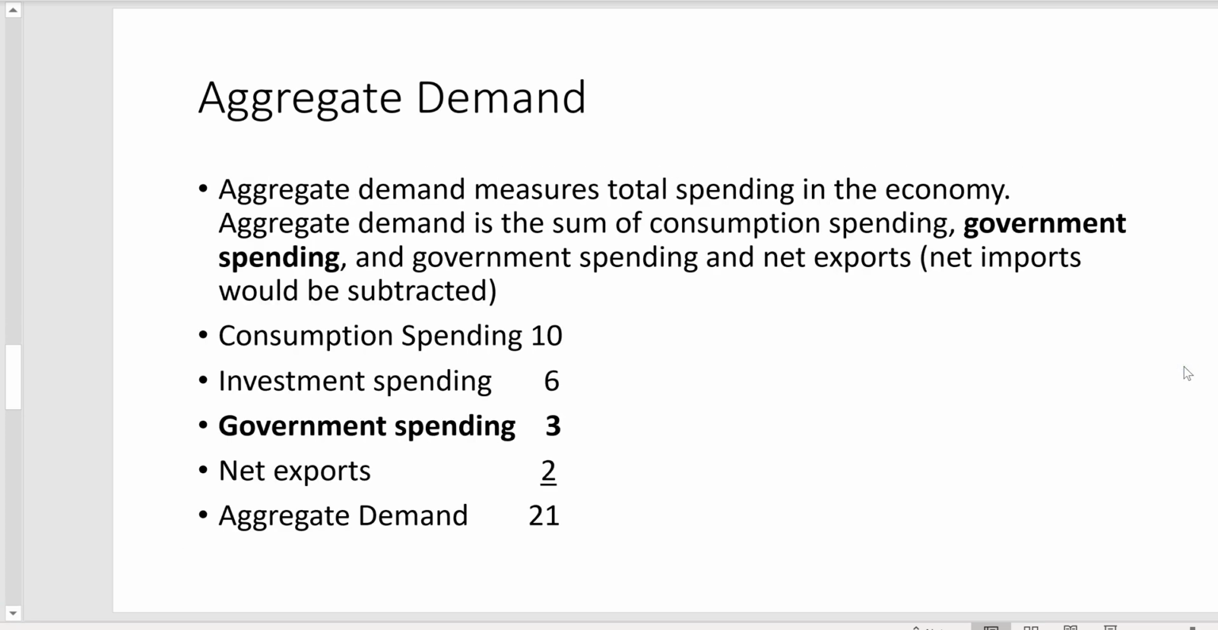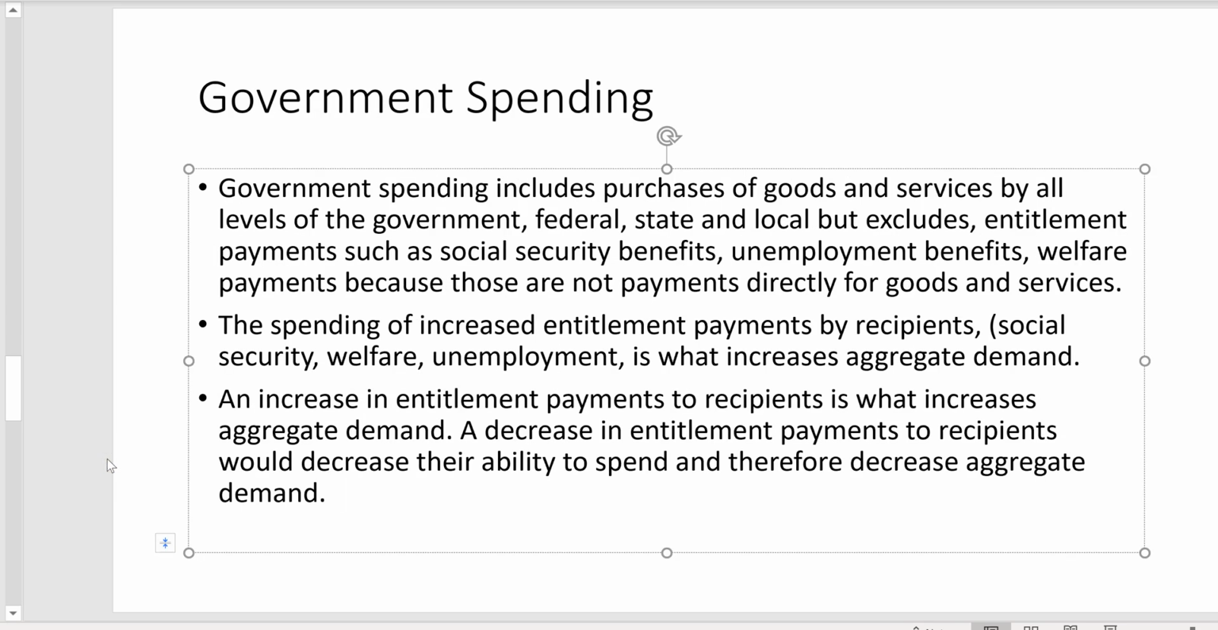All right, let's look at aggregate demand again. This time we're going to look at government spending because the government is a big spender in the economy also. Maybe not as big as consumption or investment. Government spending includes purchases of goods and services by all levels of the government, federal government, state, and local governments too.